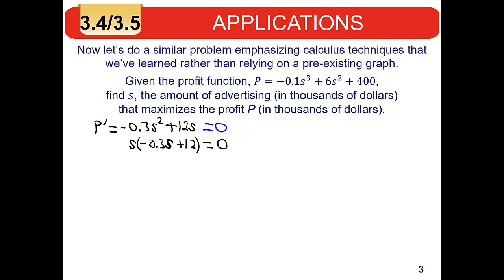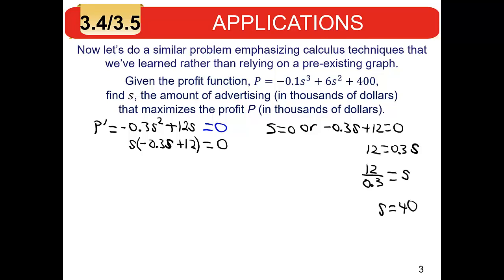Now I can say when the product of two things equals 0, that means either one or the other of them equals 0. So either s equals 0 or negative 0.3s plus 12 is equal to 0. And if you solve that second one for s, you'll find out that s would be 40. So either s equals 0 or s equals 40. Those are our critical values.